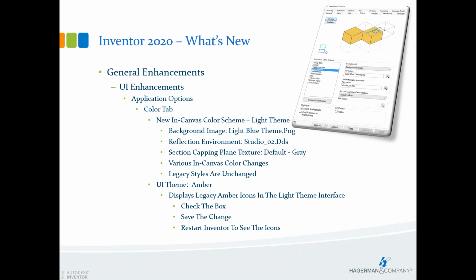You still got options there, but the one thing you will notice here on the color tab is there's no option to go back to the dark theme. They have removed that completely, and the light theme is what we are going with in 2020. Now there is an amber option there in the lower right in the UI theme area, and that will display the old legacy icons that are prior to 2020. So the 2019 and older icons, you can turn that on. Just selecting this and hitting OK doesn't do it. You do have to restart Inventor to see the icons refreshed there.